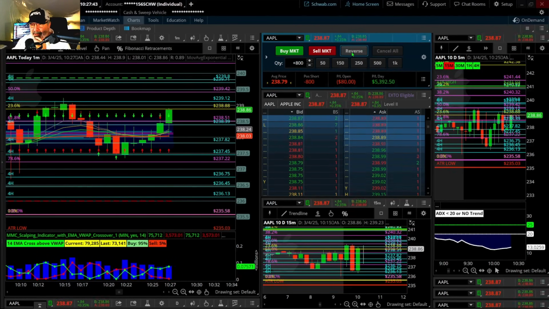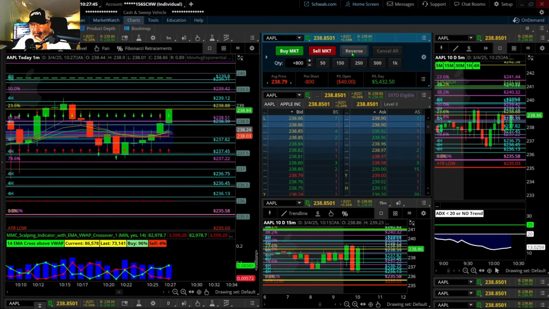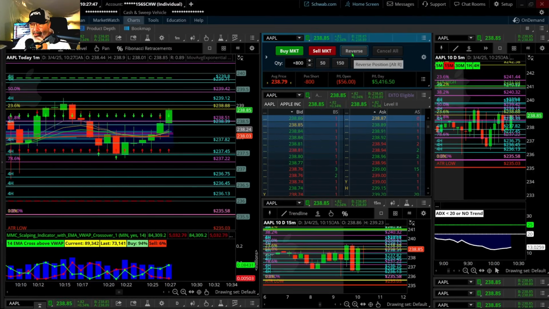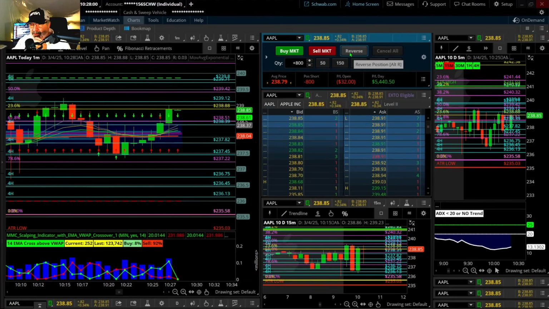Is it going to break that fib? Looks like it might be breaking that fib. Let's see here. It's actually going to keep going. You know, it did look strong there. I was just trying to capture a smaller move.